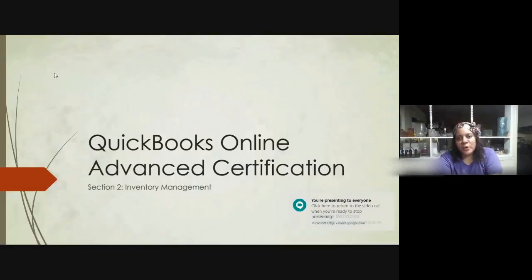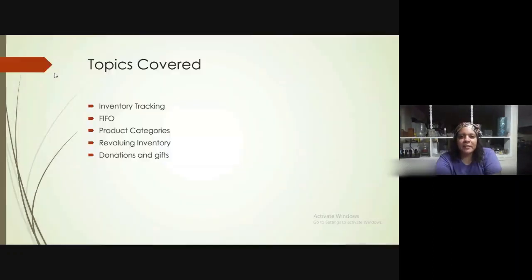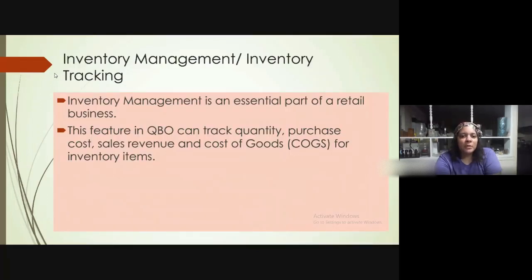Okay, this video is on QuickBooks Online Advanced Certification Section 2 Inventory Management. The topics covered are inventory tracking, FIFO, product categories, revaluing inventory, donations, and gifts. So inventory management is an essential part of any retail business. This feature in QBO tracks quantity, purchase costs, sales revenue, and cost of goods sold for inventory items.